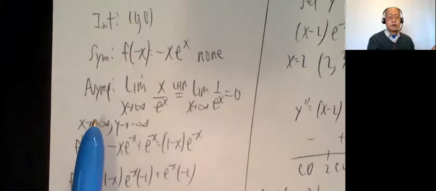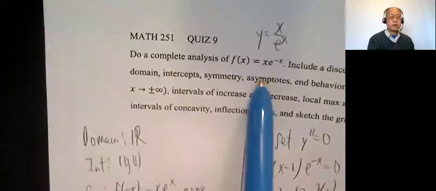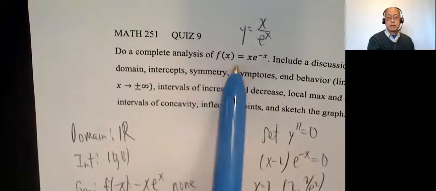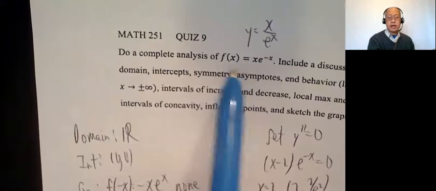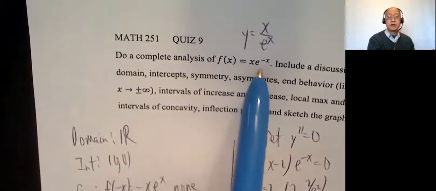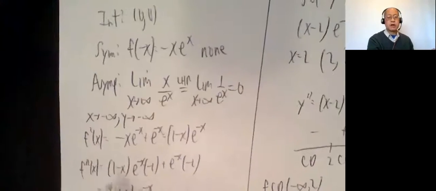And when x approaches negative infinity, y also approaches negative infinity. If I plug in a super big negative number, negative x, that's a large negative. E to the negative will be a big positive. So a big negative times a big positive will be a big negative. So the graph goes to negative infinity as x approaches negative infinity, like so.